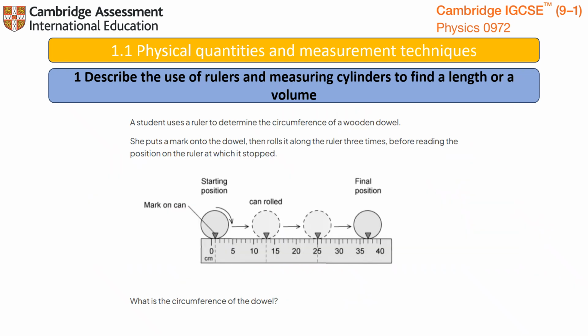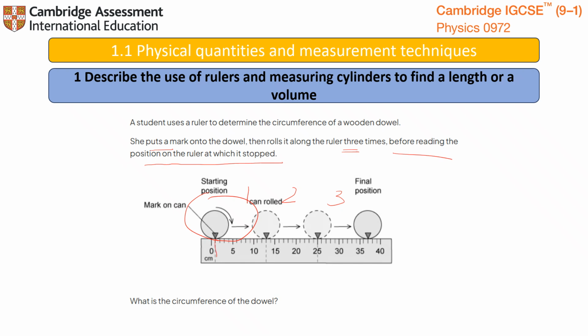Let's attempt one more problem. A student uses a ruler to determine the circumference of a wooden dowel. So this is a wooden dowel. She puts a mark onto the dowel, then rolls it along the ruler 3 times. So first time she has rolled, second time she has rolled, and third time she has rolled, before reading the position on the ruler at which it stopped.